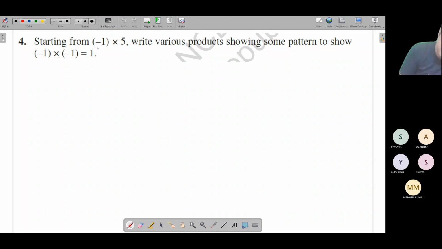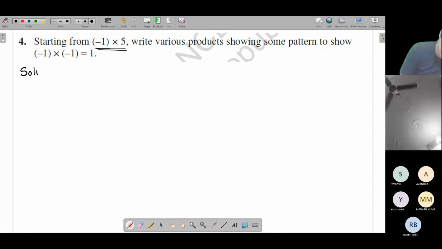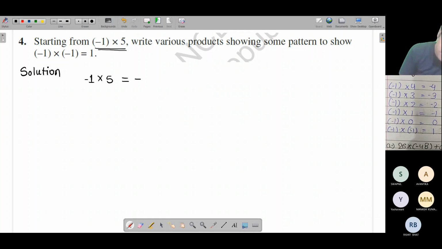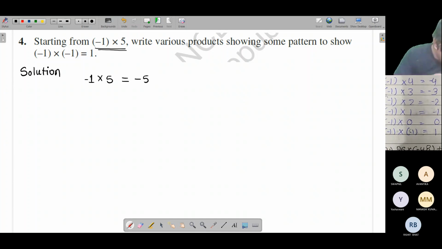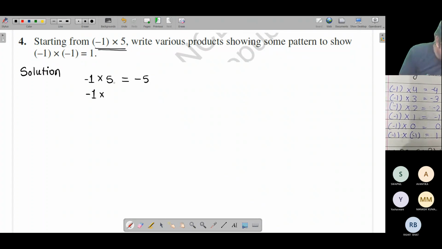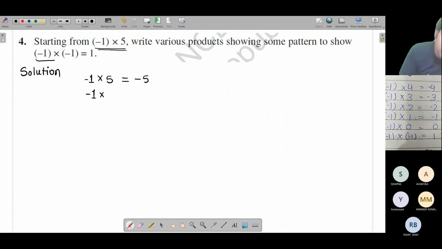So we will write the multiplication like this. Solution: the first multiplication they give us is -1 times 5, you get the number -5. Correct? Next in the sequence, you have to move towards -1 times 1. You have to start from this.